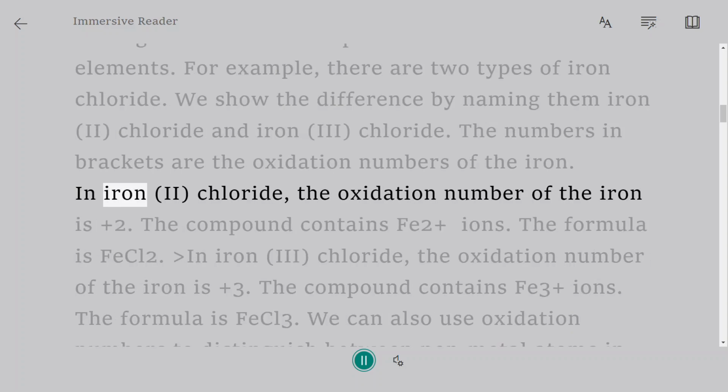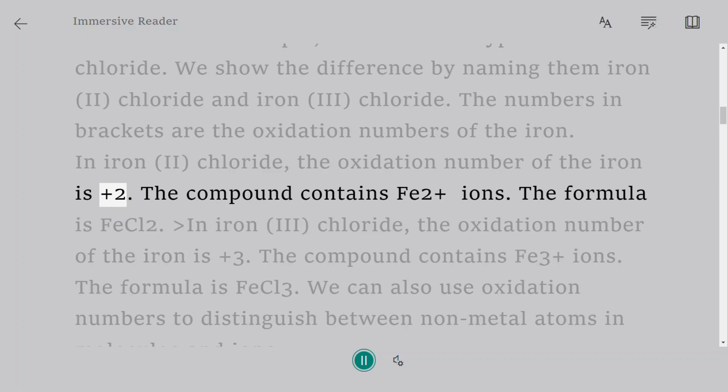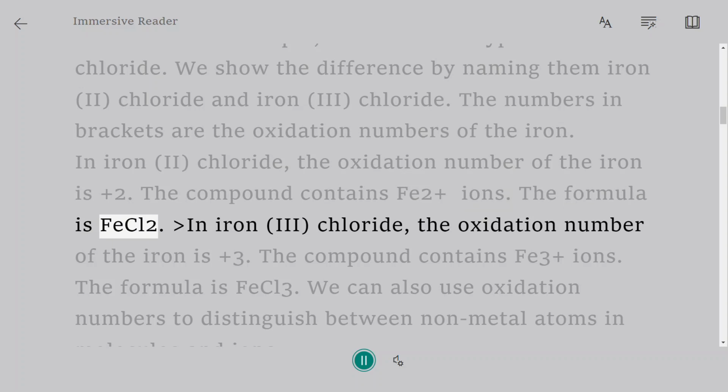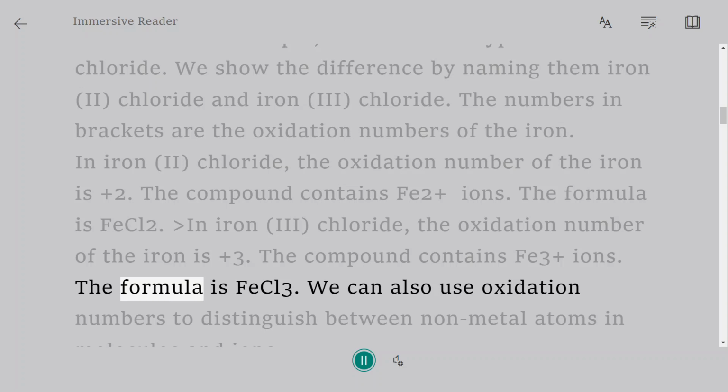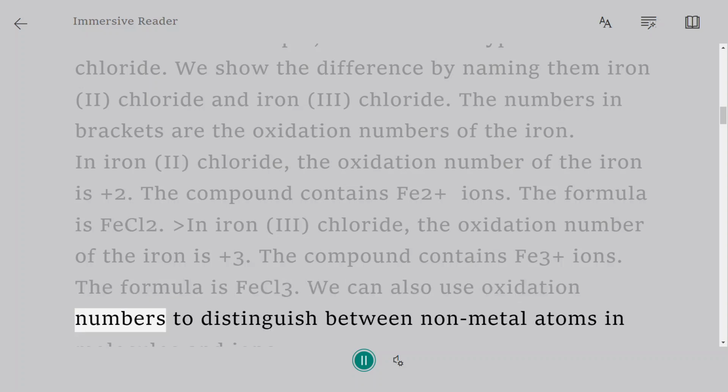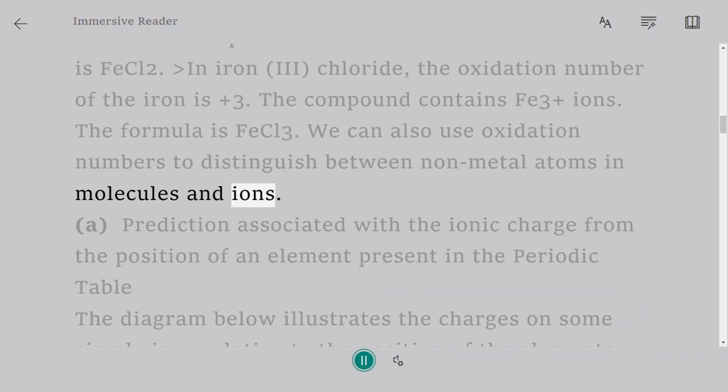In iron(II) chloride, the oxidation number of the iron is +2. The compound contains Fe2+ ions. The formula is FeCl2. In iron(III) chloride, the oxidation number of the iron is +3. The compound contains Fe3+ ions. The formula is FeCl3. We can also use oxidation numbers to distinguish between nonmetal atoms in molecules and ions.